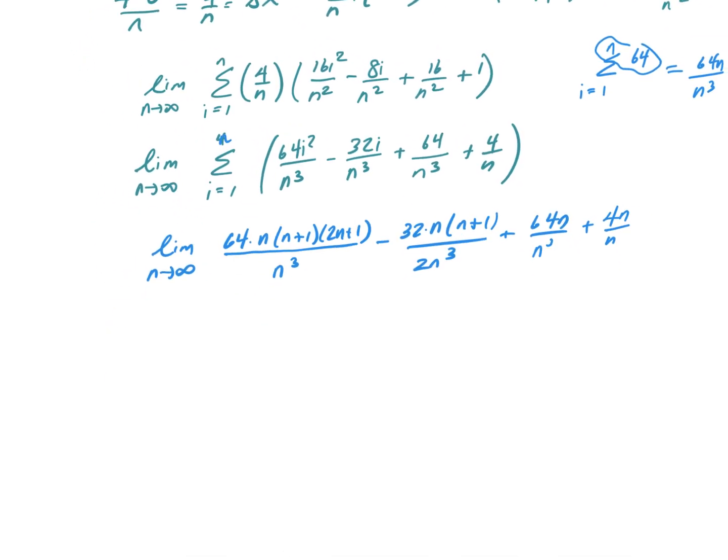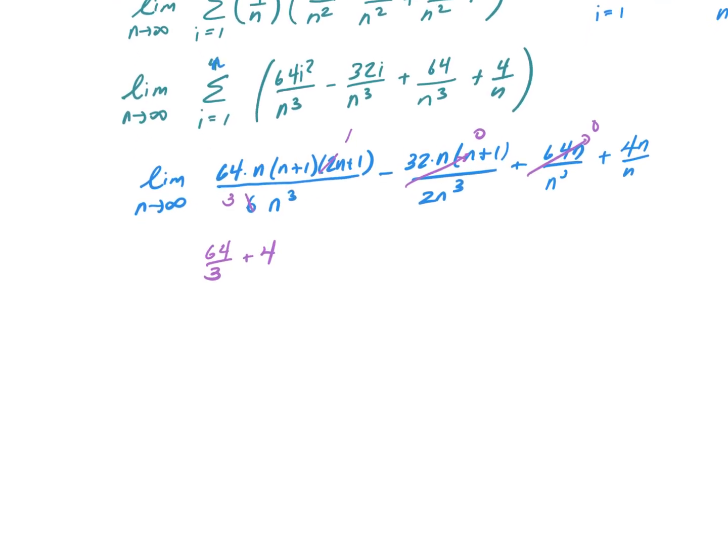All right, so let's see what we got here. This one becomes, oh, it's over 6. I keep forgetting that. So I think I'm going to cancel. So instead of doing 64 times 2, I'm going to say this is a 1, this is a 3. So I get 64 over 3. This one goes to 0 because the top is just n squared. This one goes to 0. And the last one is just plus 4.